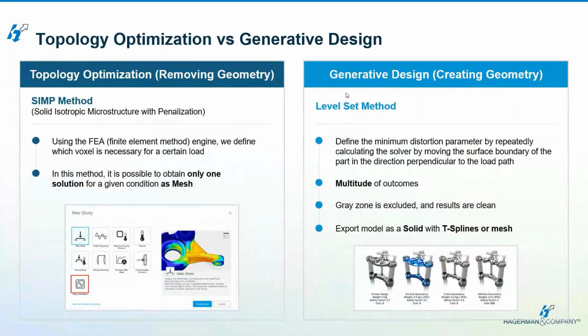So you might have heard some topics called topology optimization. Really, in simple terms, that's like removing geometry. So you start with a shape and you're removing the geometry out. But with generative design, we're actually giving it some constraints and some objectives, and we're telling it to create the geometry in there.